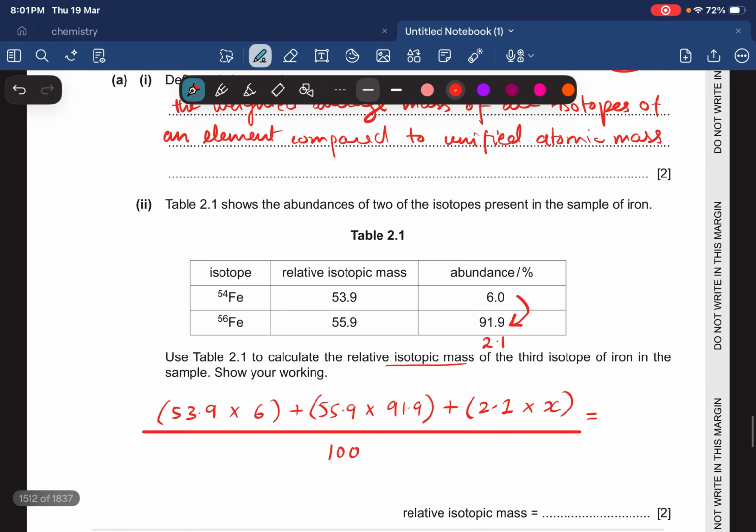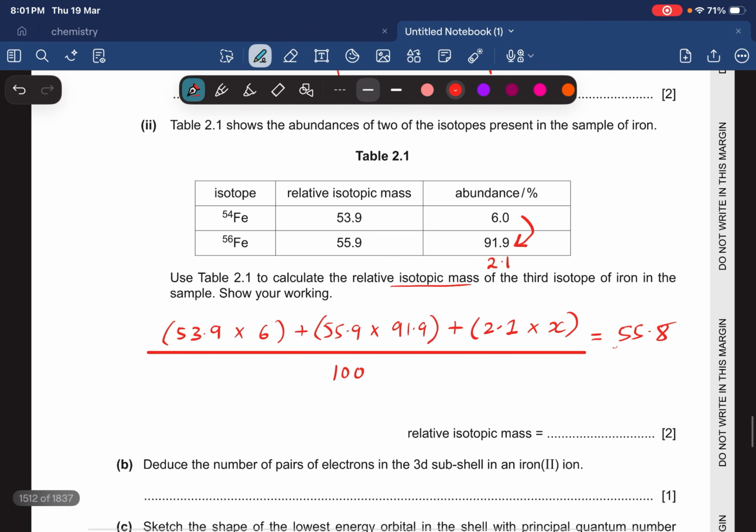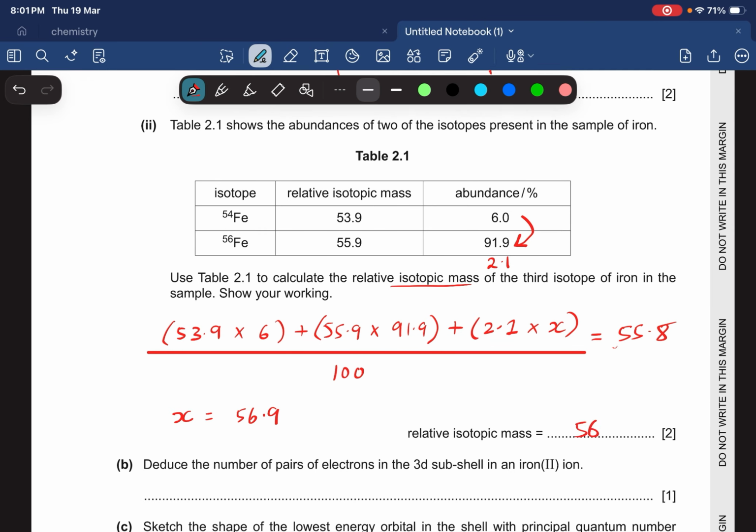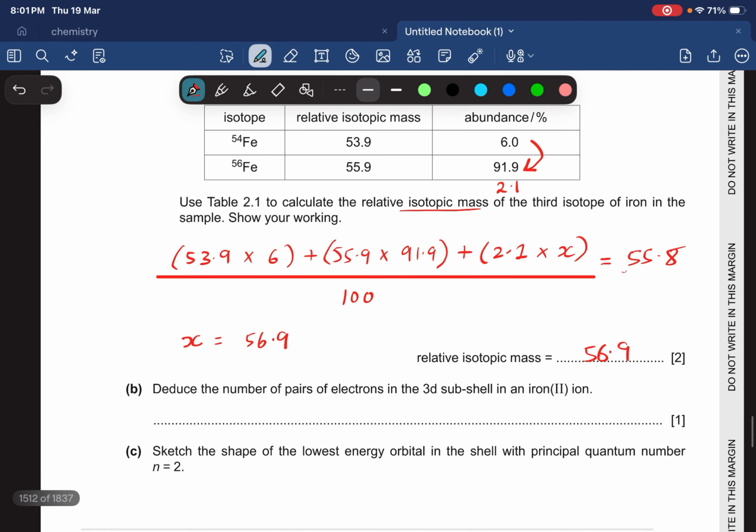Equals 55.8, and if you solve it, the value of x is going to come out to be 56.9. I don't think that's difficult mathematics. You just have to solve for the value of x over here, and it's going to come out to be 56.9.